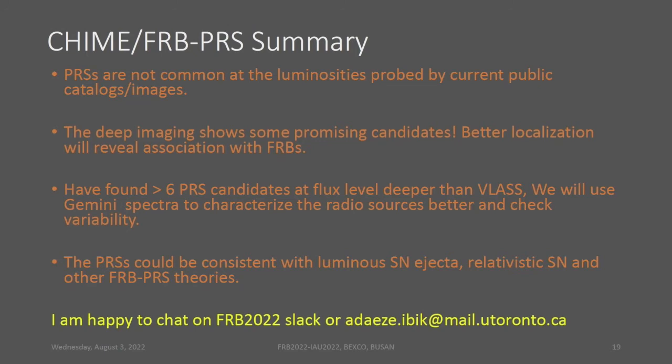Okay, in summary, we'd like to say that PRSs are not common at the luminosities probed by current public catalogs and images. The deep imaging shows some promising candidates and would need better localization to reveal the associations with the FRBs. We found more than 6 PRS candidates at flux levels deeper than the VLASS, and we used Gemini spectra to obtain their redshifts as well as check for variability. The PRSs could be consistent with luminous supernova ejecta, relativistic SNe, and some of the FRB theories that I highlighted earlier, and it will be interesting to see what these emissions are.